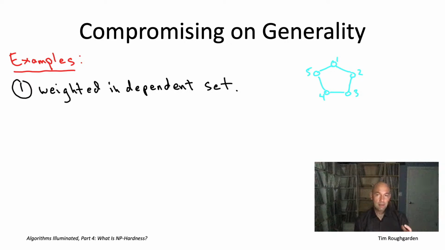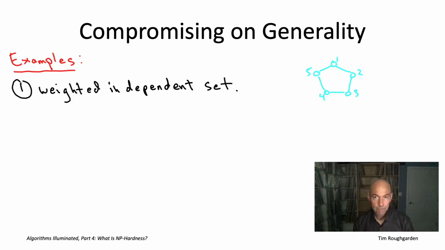Now, what's an independent set? An independent set is a subset of mutually non-adjacent vertices, so vertices that do not have edges between them. For example, if you want to think about the vertices as representing people or maybe tasks, and you want to think of the edges as conflicts, like two people who don't get along or two tasks that can't be done at the same time, then the independent sets correspond to conflict-free subsets of tasks or of people.